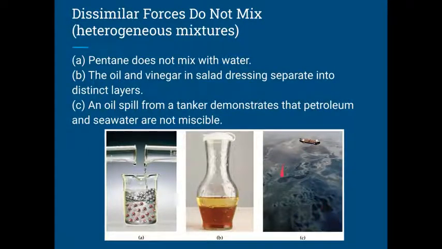This is an oil spill from a tanker, which demonstrates that petroleum and seawater are not miscible, which is why when you have an oil spill, it will spread out over the surface, but it spreads in this really thin layer, so it can actually spread really far on the ocean. But it is kind of good that it'll stay on the top rather than sink to the bottom, so that then we can go in and try to mitigate the problem.